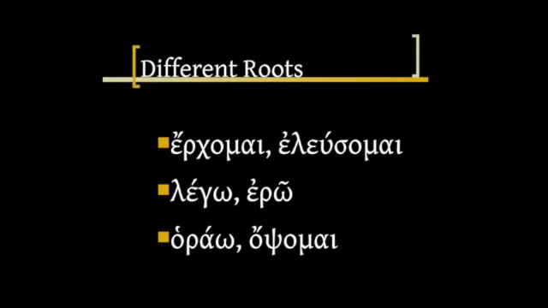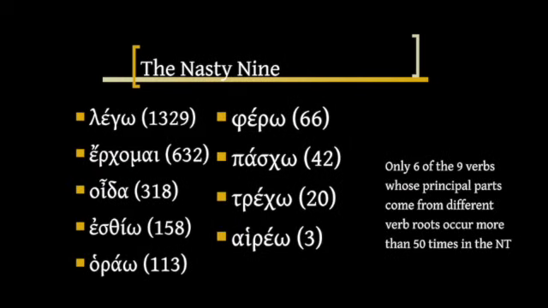Lego is our present tense form. Ero is our future tense. Horao becomes opsomai. And so you just have to memorize these verbs and be able to recognize the principal parts for each of these. And these are our nasty 9. I call these the nasty 9 because they're 9 verbs where the principal parts come from different verb roots.